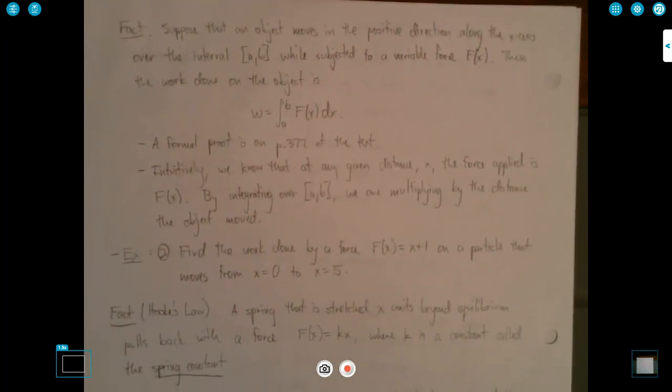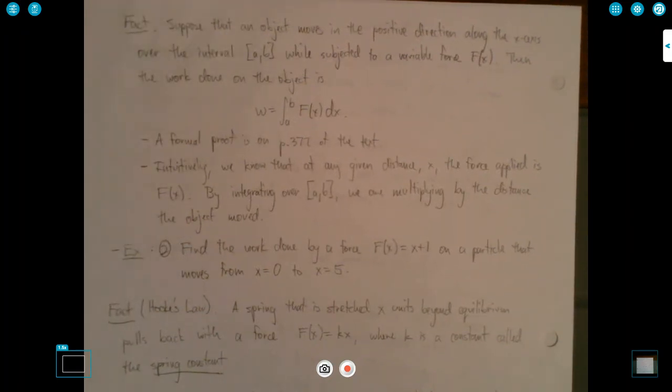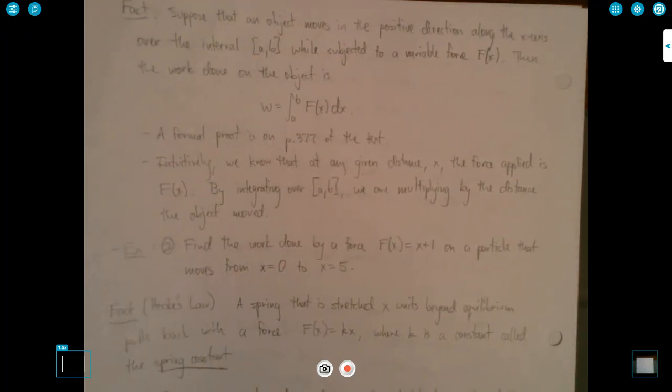But let me give you an example of this. Example 2 says, find the work done by a force f of x equals x plus 1 on a particle that moves from x equals 0 to x equals 5.